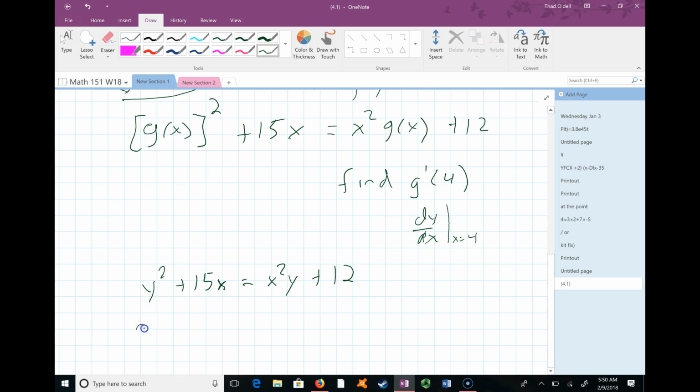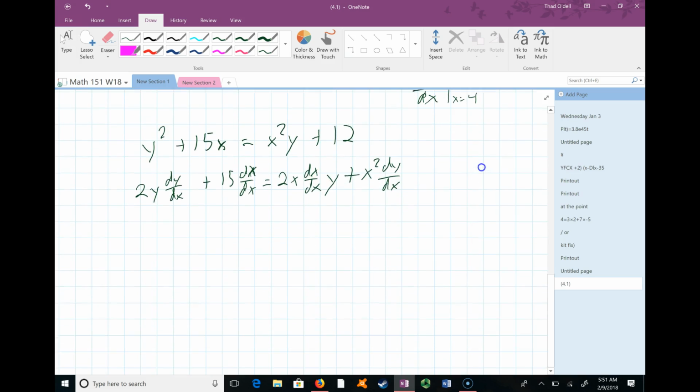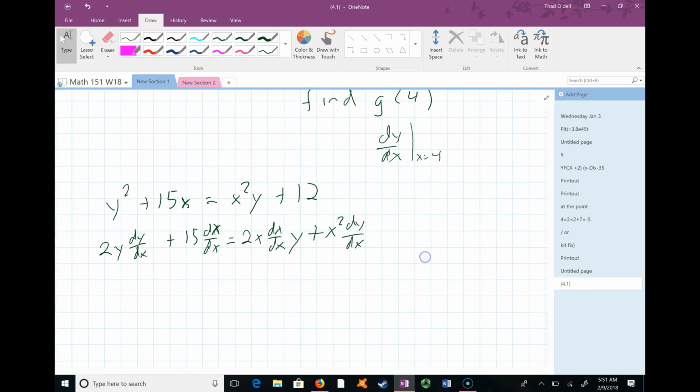So the derivative of this would be 2y dy/dx, and this would be 15 dx/dx. Derivative of this requires the product rule, so that'd be 2x dx/dx times y plus x squared times the derivative of y, which would be dy/dx, and then the derivative of 12 is 0. Go in like we did before. Oh, and let's keep in mind our point is what? 4, 4, right? 4, 4.